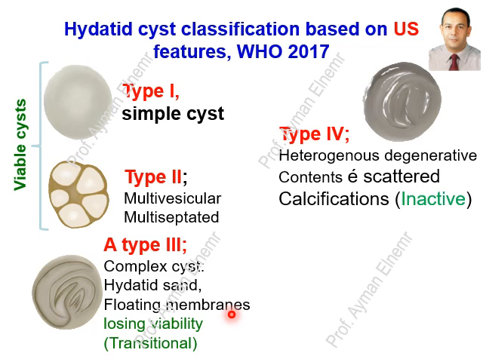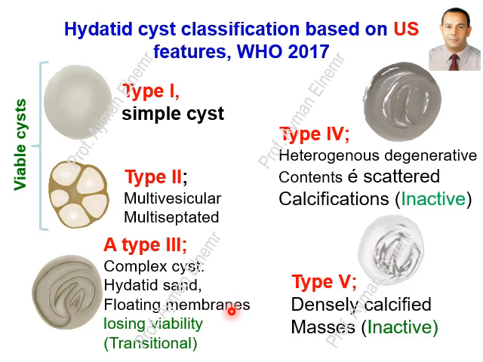In type 4, there are heterogeneous degenerative contents with scattered calcification. It is an inactive cyst. Type 5 is a densely calcified mass, and this is an inactive stage also.